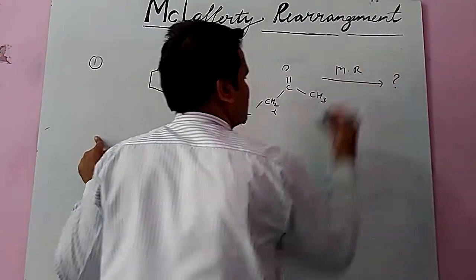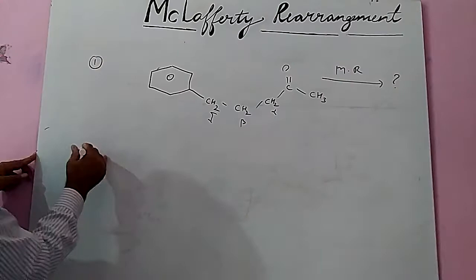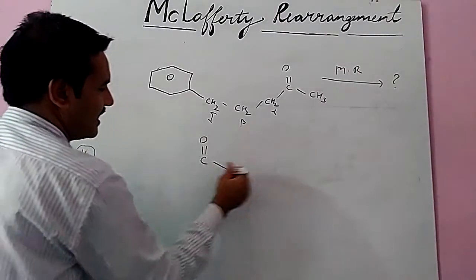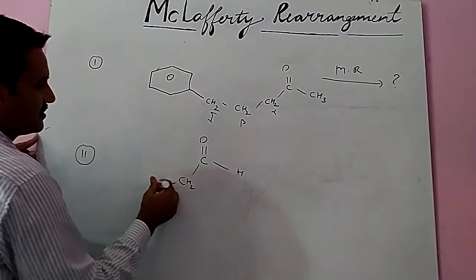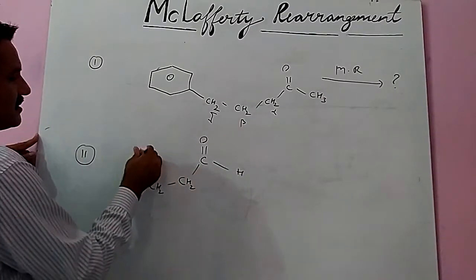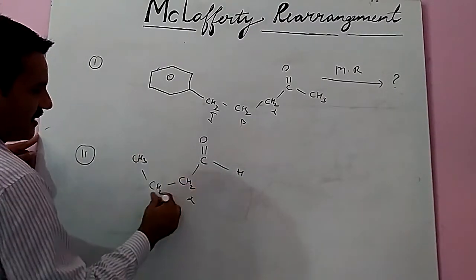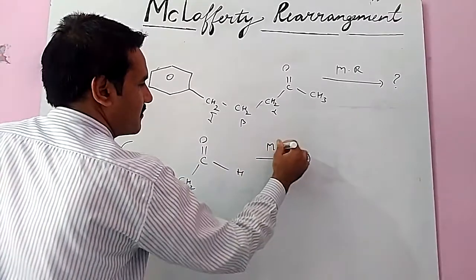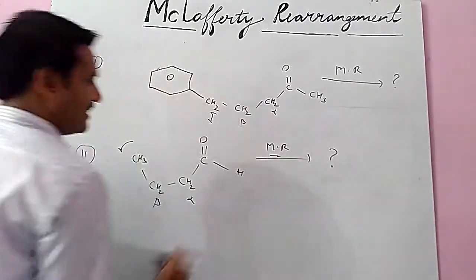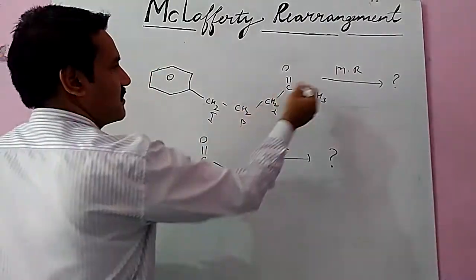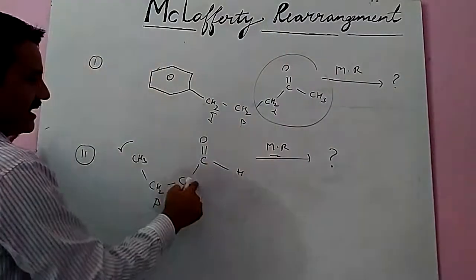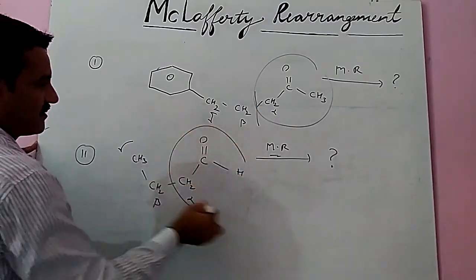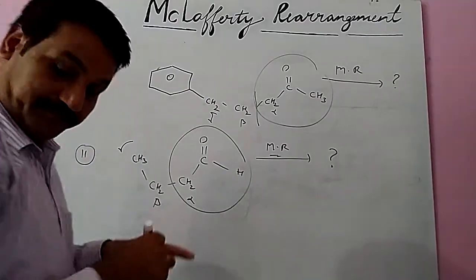McLafferty rearrangement. Okay. The next example: C double bond O H CH2 CH2 CH3. Check it: alpha, beta and gamma, McLafferty rearrangement. In both cases, here in the formation of this type of ion, because the alpha beta cleaves. In this case, alpha beta cleaves. Here the formation of this type of molecular ion.